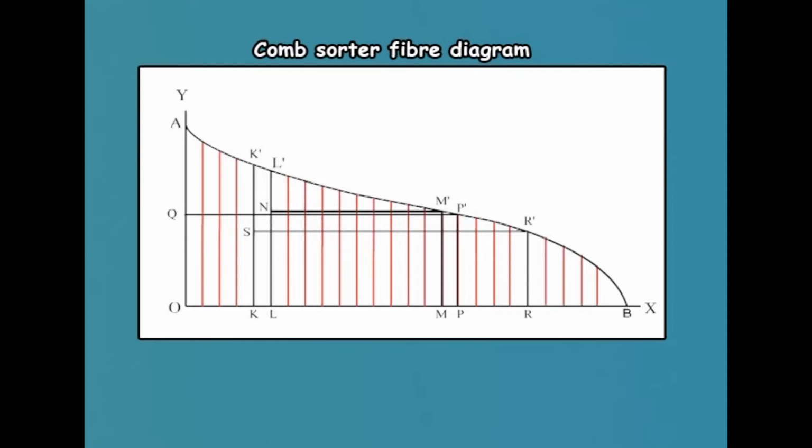From the comb sorter diagram, various parameters can be analyzed. In this figure, you see a typical comb sorter fiber diagram. The first parameter is the mean length. To determine the area of the comb sorter diagram using either the special transparent scale or a planimeter, divide the area expressed in square millimeters by the length of the base, that is in millimeters, to obtain the mean fiber length in millimeters.